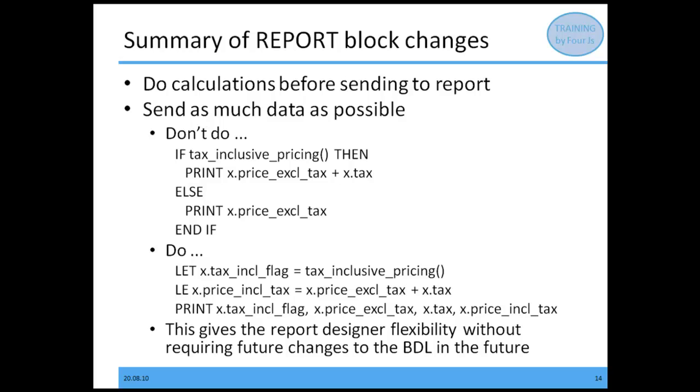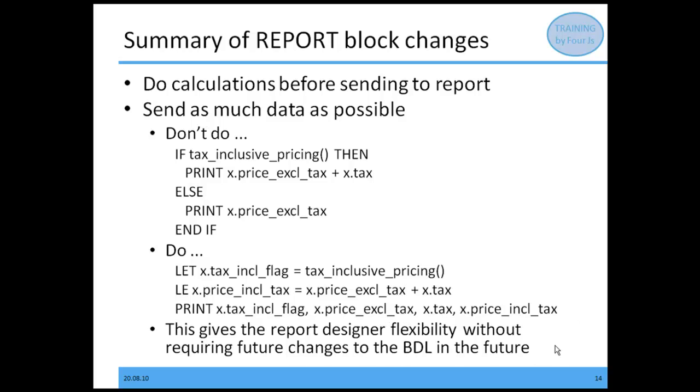So do your calculations before sending your data to the report, and then send as much data as possible. So for example here, don't do if tax inclusive pricing, I'm going to send across the exclusive tax plus the tax, otherwise just the exclusive tax. What we probably want to do is create a variable that figures out this tax including flag. Then we want to let the price equal to the price times the exclusive price, and then send across all that information in one row.